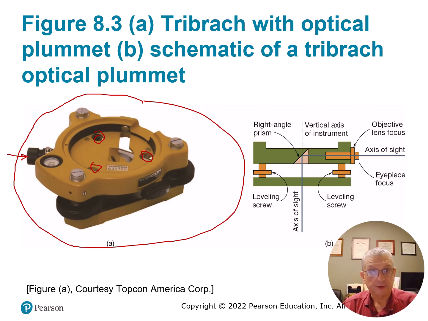This would be for an instrument that's not using its own optical plumb, because once you've got one set in here, it uses the same space right here in the middle of the tribrach, so the optical plumb on the instrument is blocked. The way an optical plumb works is you've got the axis of sight that comes in, you have a perfect right angle prism, a mirror that deflects it 90 degrees, so that when your leveling screws are level, then you have a vertical axis line of sight down to the point on the ground.